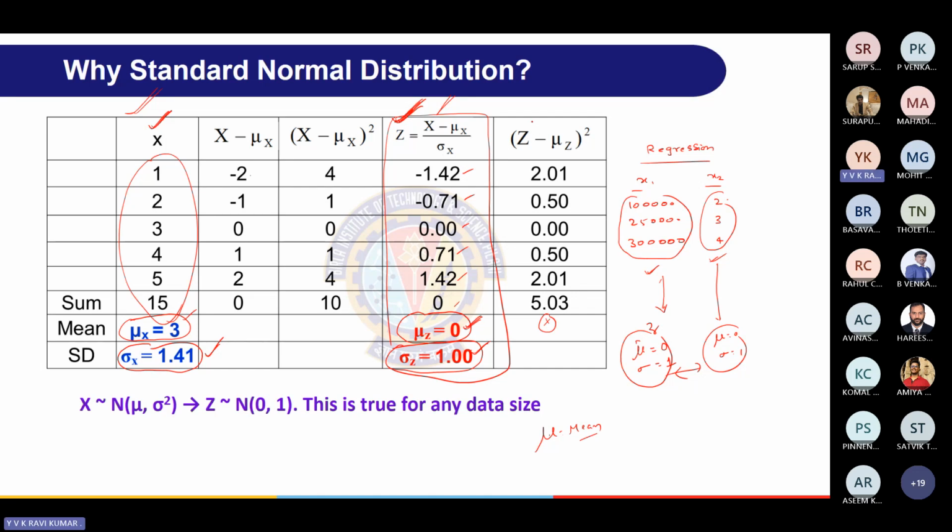Actually, this last column is not required here. This column is required to find sigma x. But they have done this to find this also, which is not required. So if you recollect how we compute x minus mu x, or x minus mu whole square by n, right? That's why they calculated this, to find sigma of z.